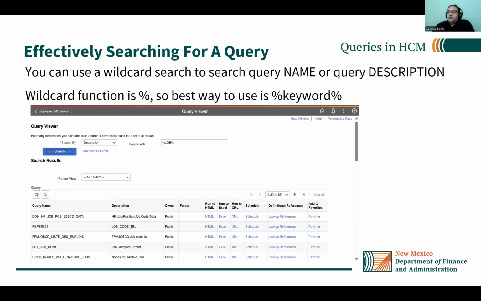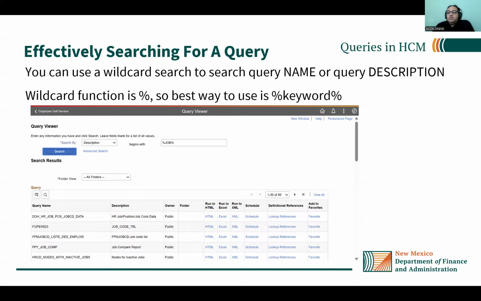And the first thing we're going to talk about here is using the wildcard. So the wildcard is the percent symbol. The wildcard symbol will automatically pick up anything before or after your search phrase or keyword. So for example, if I didn't know specifically what query I am looking for, but I know it deals with job data, I could type in percent job percent, and it would automatically find any query with that word in it. This can be used in both the query name or query description fields.